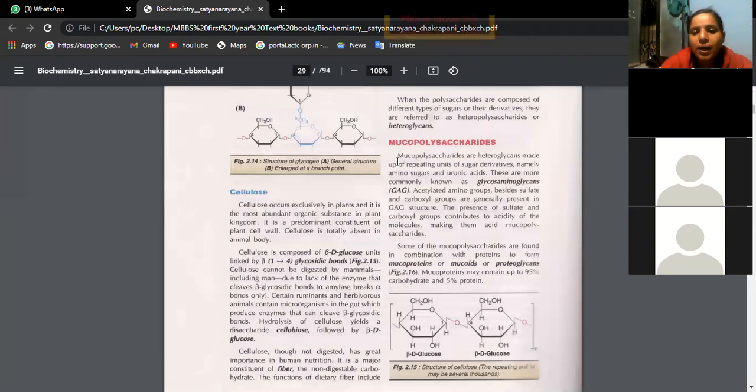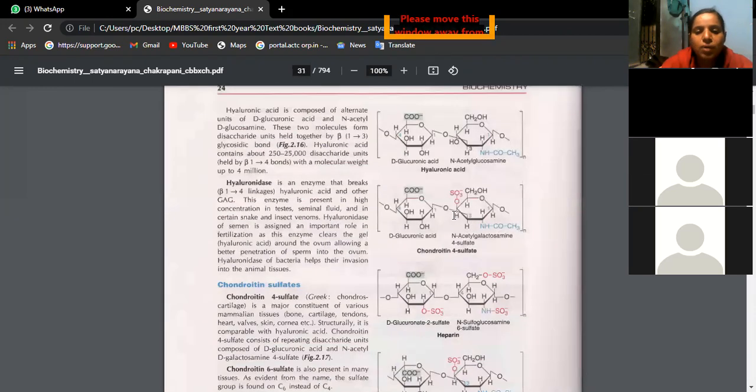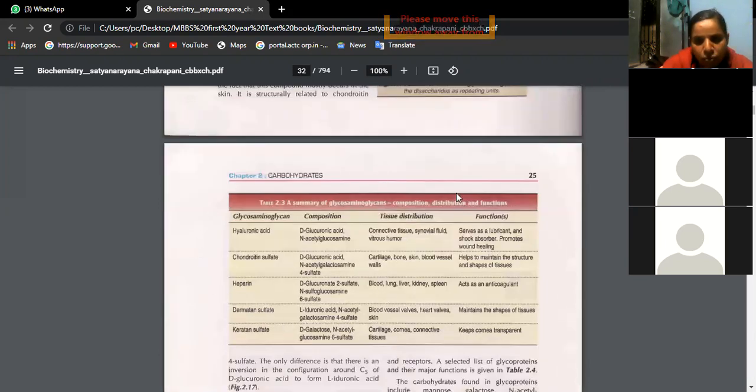Under heteropolysaccharides, we have mucopolysaccharides, which are also called glycosaminoglycans. That means polysaccharide will be in combination with some amino sugar and uronic acid. It's better we take the help of pictures to make you understand. For glycosaminoglycan, I want every one of you to learn this table. We have hyaluronic acid, chondroitin sulfate, heparan, dermatan sulfate, and keratan sulfate.